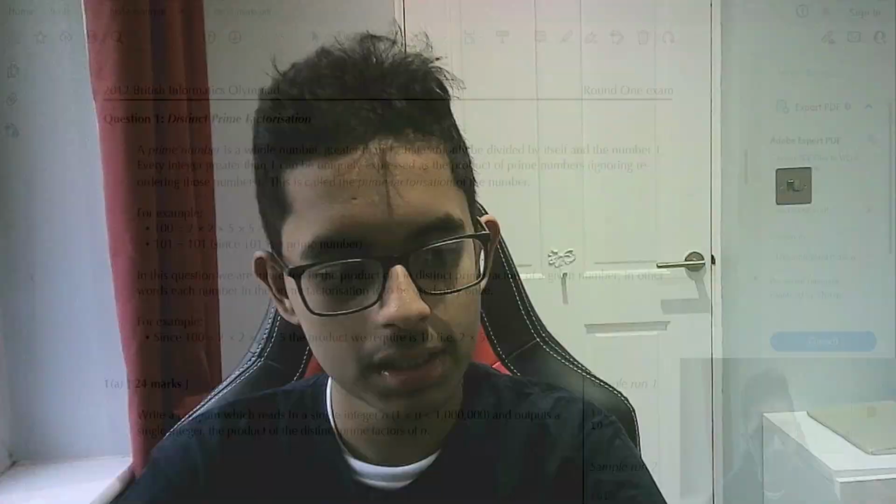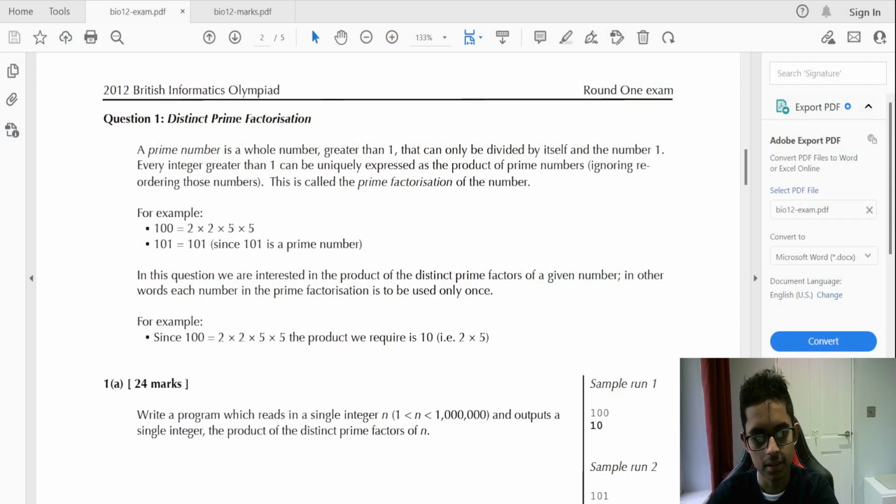Today we'll be doing a British Informatics Olympiad question again, the 2012 question 1. Okay, so let's just have a look at the question. They're basically asking for the distinct prime factorization.